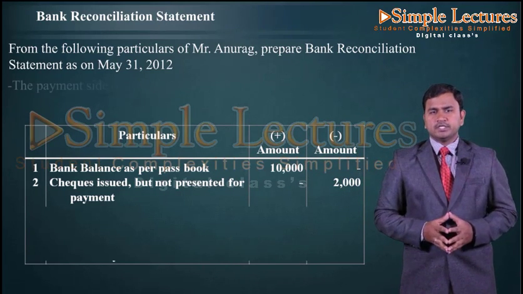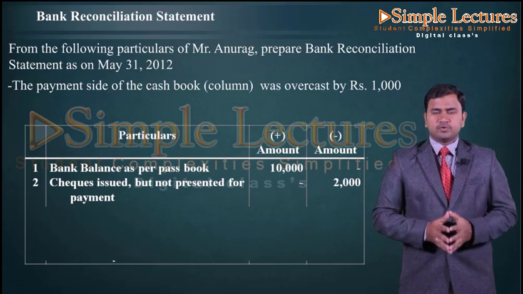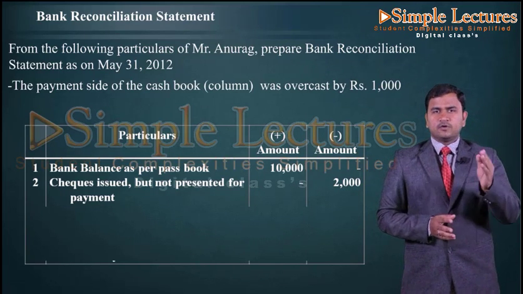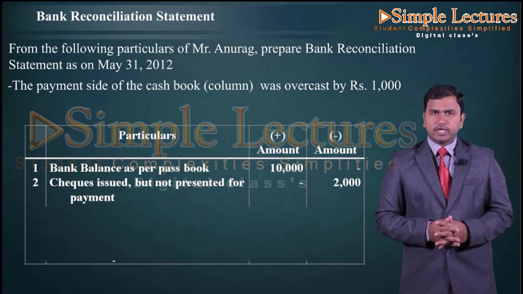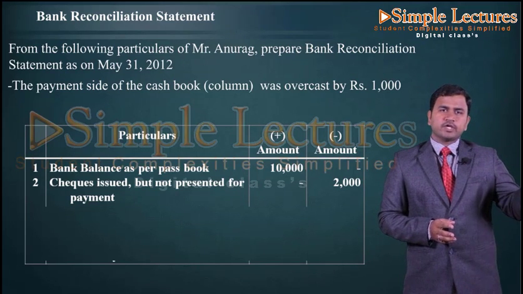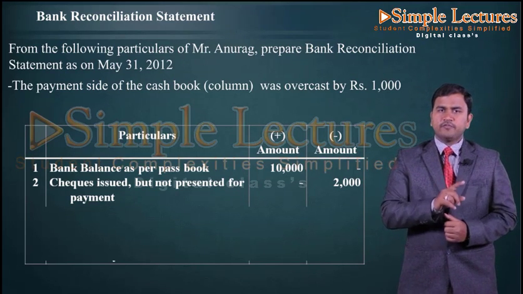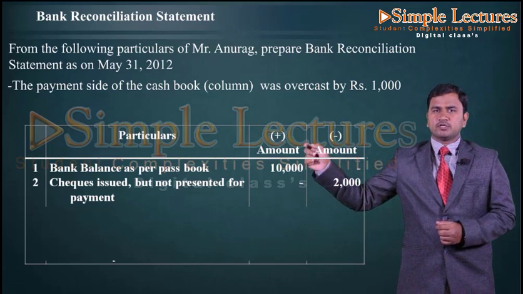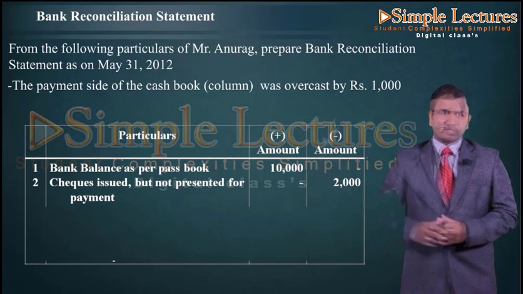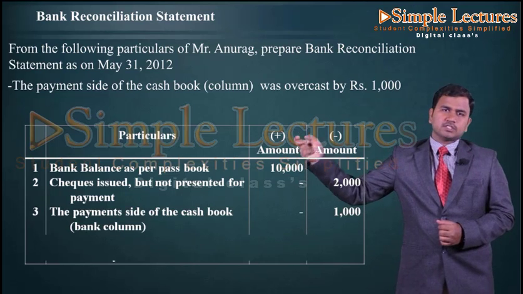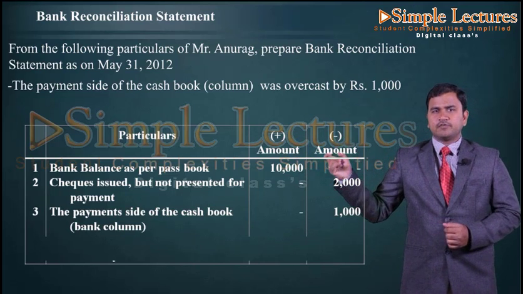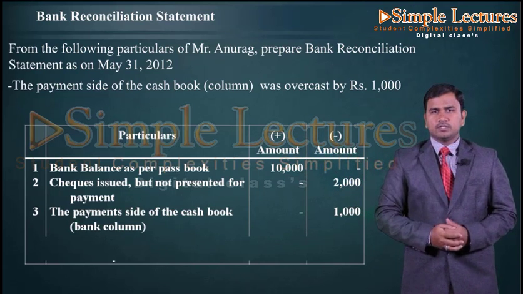The next entry is the payment side of cash book was overcashed by rupees 1000. So there in the cash book we have an overcast of rupees 1000, that we are going to equalize by deducting 1000 rupees from the passbook. Serial number 3, overcast of cash book in the negative amount column we are going to take 1000.